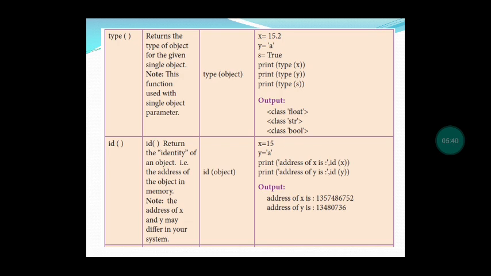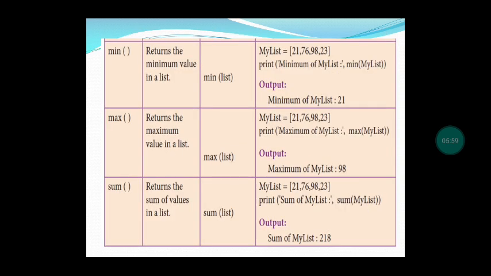The address for x and the address for y is printed. But if you are typing the same program in your system, the same value for x and the same value for y will not be obtained, because according to the system, that address will differ. Next, we will go for the function min.